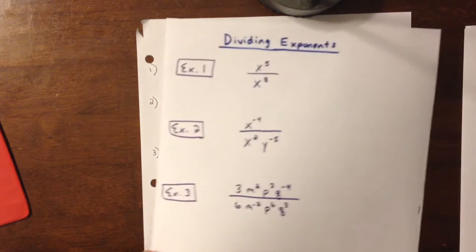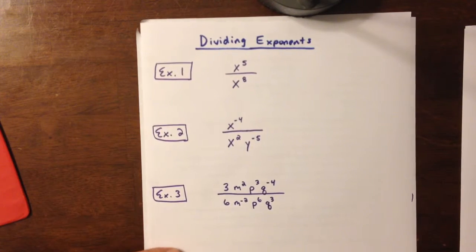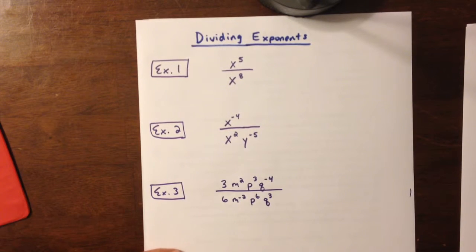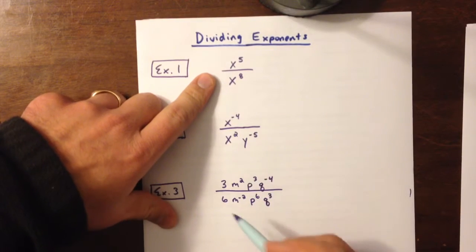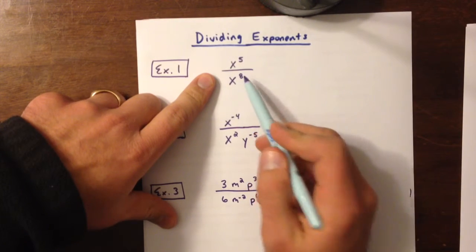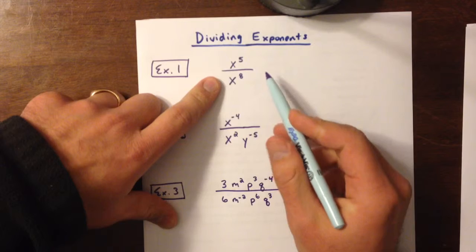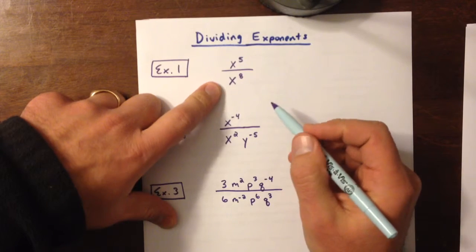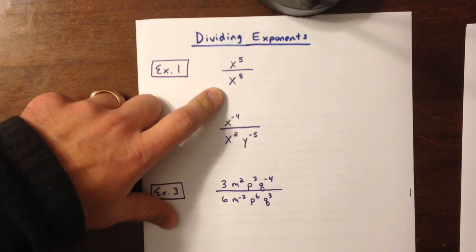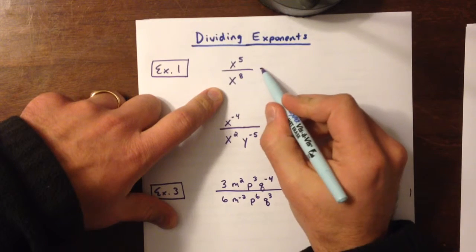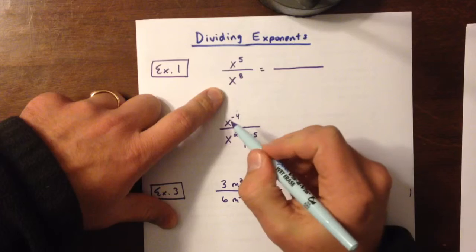All right, so here's 3 examples. Progressively get a little bit more difficult. But here we go. So again, if you look back at the rules, it says just do 5 minus 8. All right, and you would get x to the negative third, which we would end up having to put 1 over x to the third. But let me show you why this is.